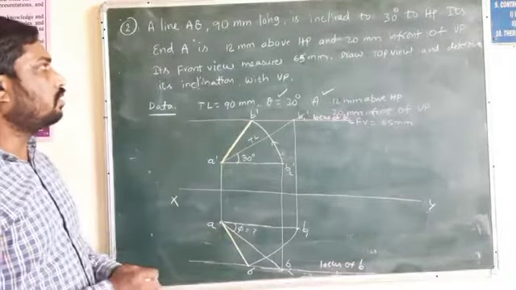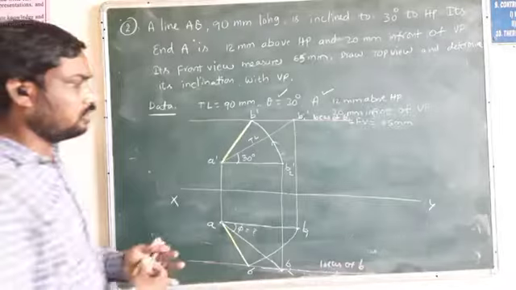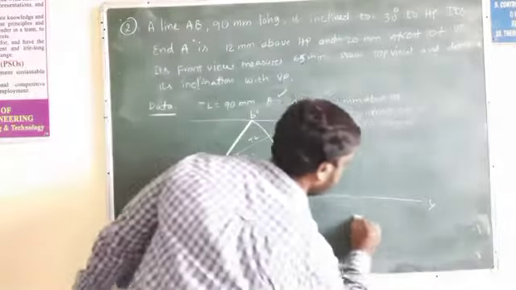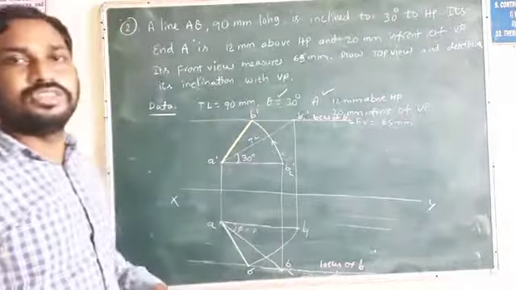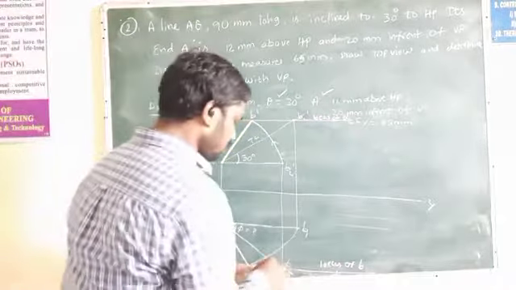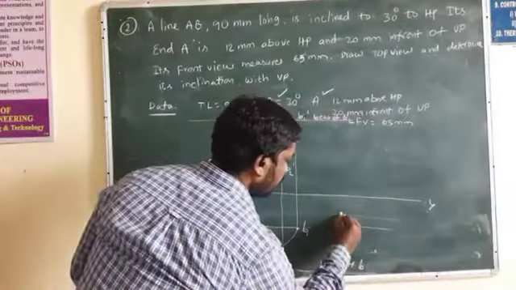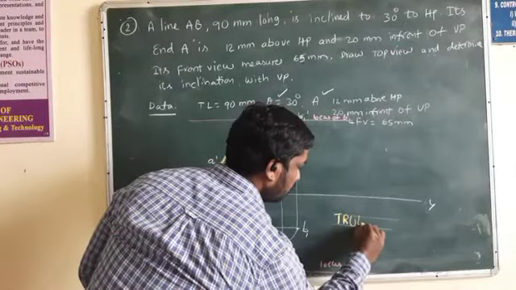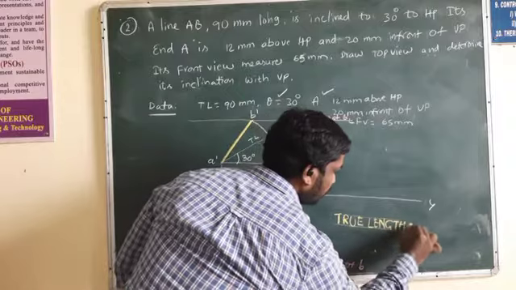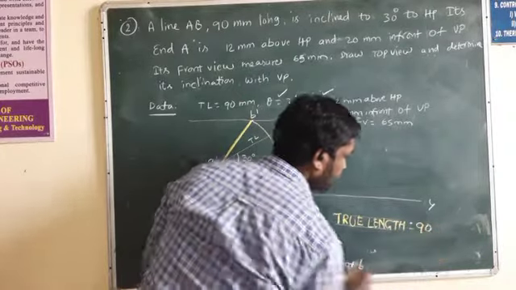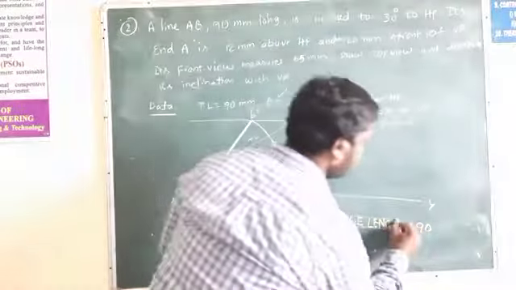Okay. Now what is the true length? We show the length here. Draw two lines, the distance between these two being 0.5 centimeter. Now write the letters. It is the true length. True length is equal to 90. True length equal to 90.